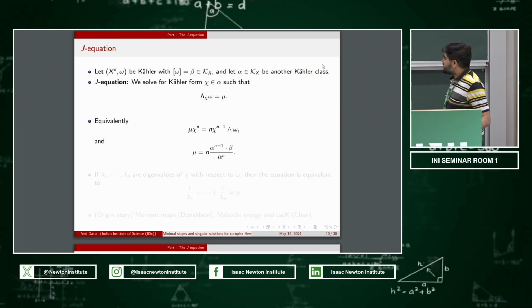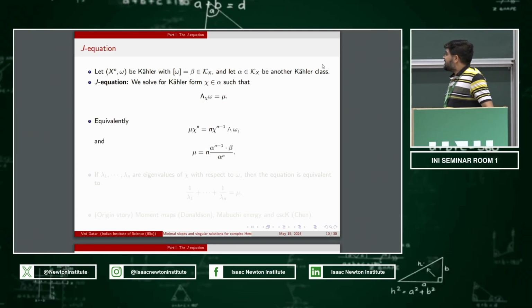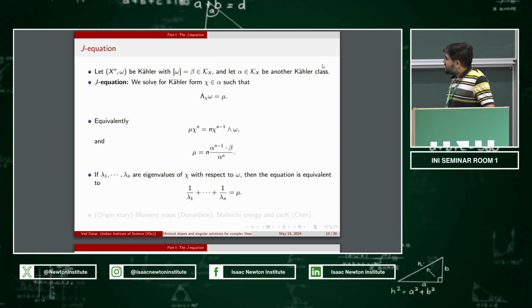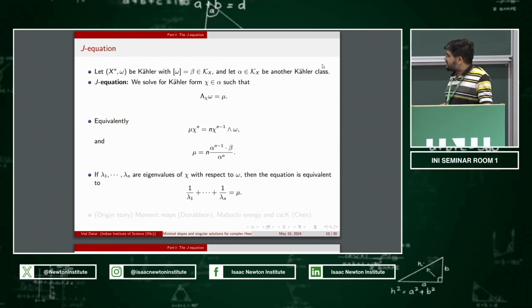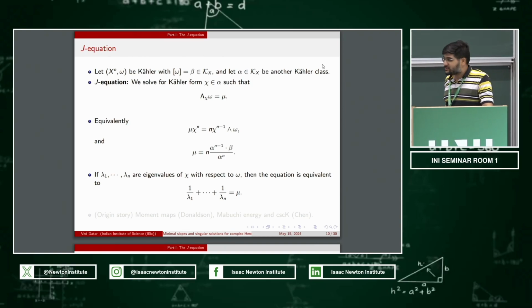Right? Or equivalently, one can write this as an equation for (n, n) forms. And then by integrating, you can check that this constant is actually a ratio of two intersection numbers. Right, and then another nice way of thinking about these equations, especially if you're a PDE person, is to look at the eigenvalues. And in terms of the eigenvalues, the equation is that the sum of the reciprocals is a constant.